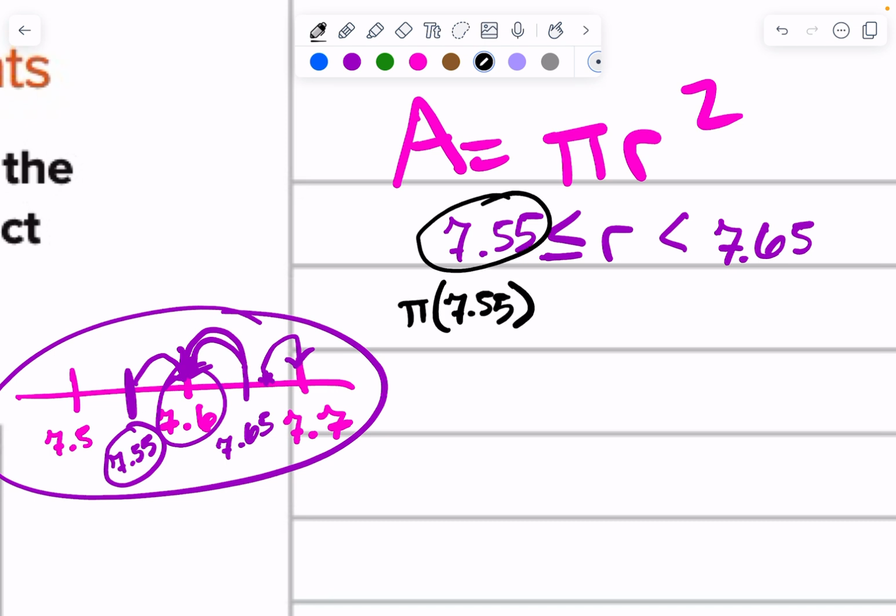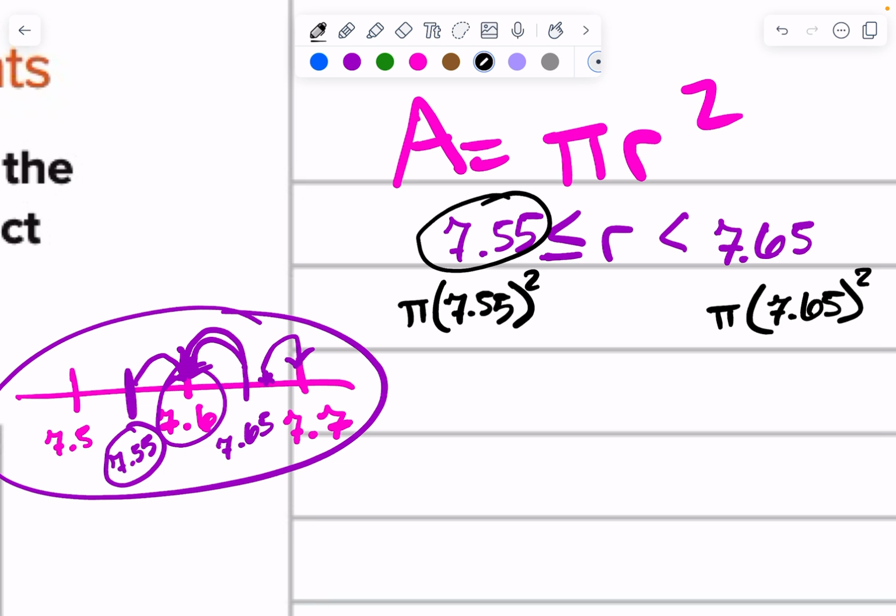This is the absolute lowest my area could be, and the absolute highest my area could be is pi times 7.65 squared. Okay, so we're going off of what the measurements are on either side, like what that value could have been at the bare minimum, right? Going out to one more decimal place.